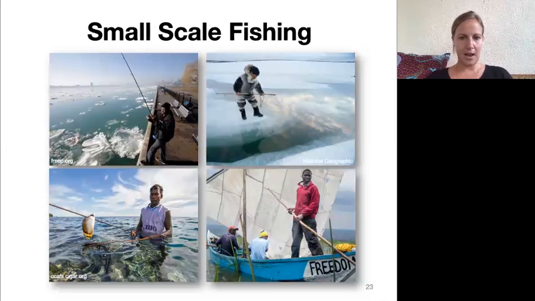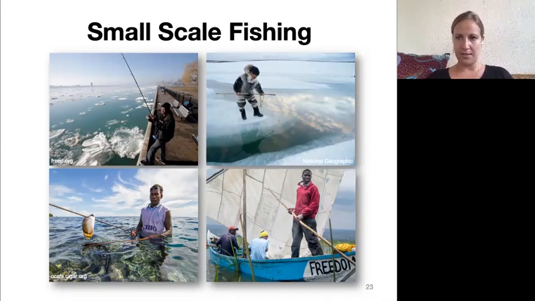A last look at equity and contamination with mercury. As I mentioned, consumption of fish is the major route of exposure to methyl mercury. And so often mercury poisoning impacts communities reliant upon fish for survival.